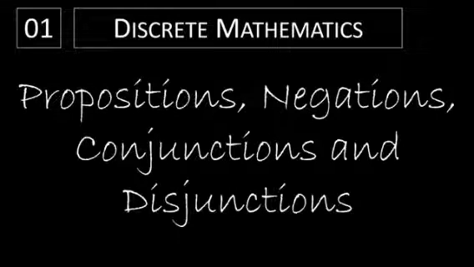In this first video of the Discrete Mathematics playlist, we are going to look at propositions, what they are, and then look at negations, conjunctions, and disjunctions. And we'll also take a look at the truth tables that go along with those connectives. The connectives are the negations, conjunctions, and disjunctions.